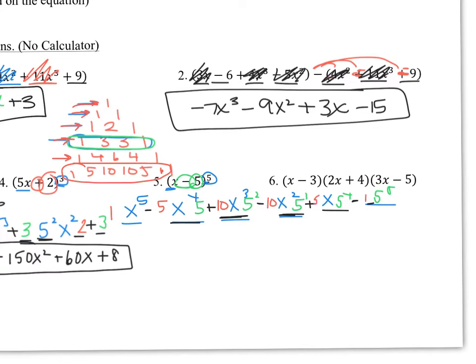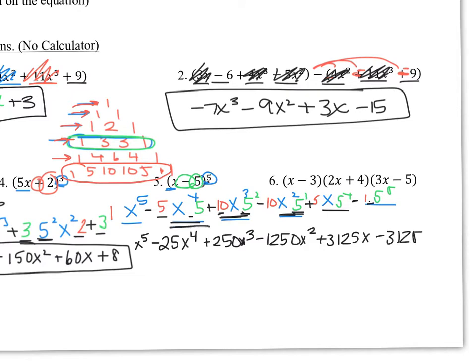Now clean all this fun stuff up. 1 times x to the 5th is just x to the 5th. 5 times 5 is 25, so negative 25x to the 4th. 5 squared is 25. 25 times 10 is 250 x cubed. 5 cubed is 125. 125 times 10 is 1,250 x squared. 5 to the 4th times 5 is 3,125 x, minus 5 to the 5th is 3,125. And I'm finished.